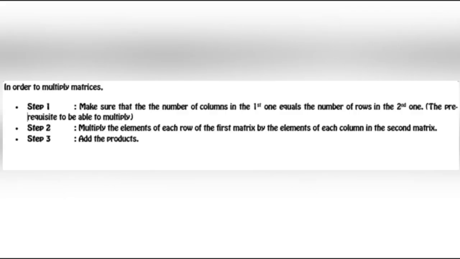Okay, so how do we multiply two matrices? In order to multiply matrices, step 1, make sure that the number of columns in the first one equals the number of rows in the second one. Step 2, multiply the elements of each row of the first matrix by the elements of each column in the second matrix. And the last step, add the products.